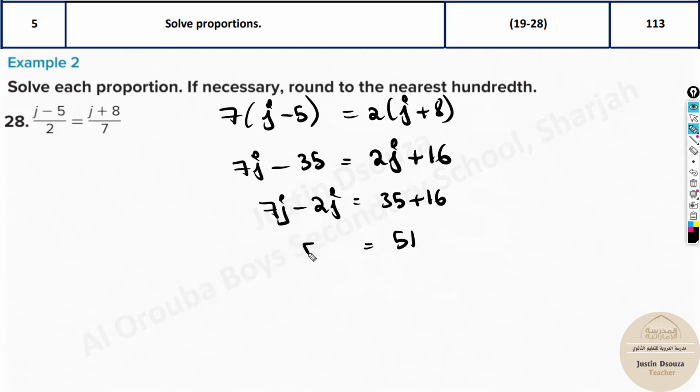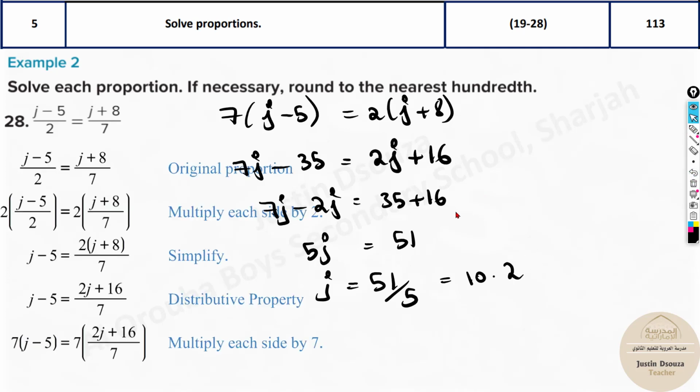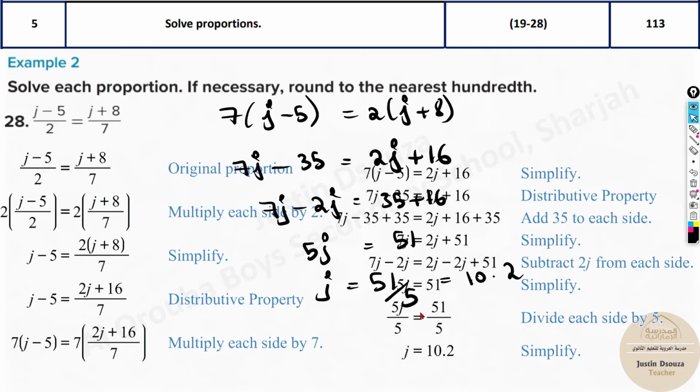And over here we would have 5j. Let me just check this out. Yeah, it's 51. j is equal to 51 by 5. That would be nearly 10.2, I guess. Okay, it'll be 10.2. Let's check. Yeah, that's the answer.